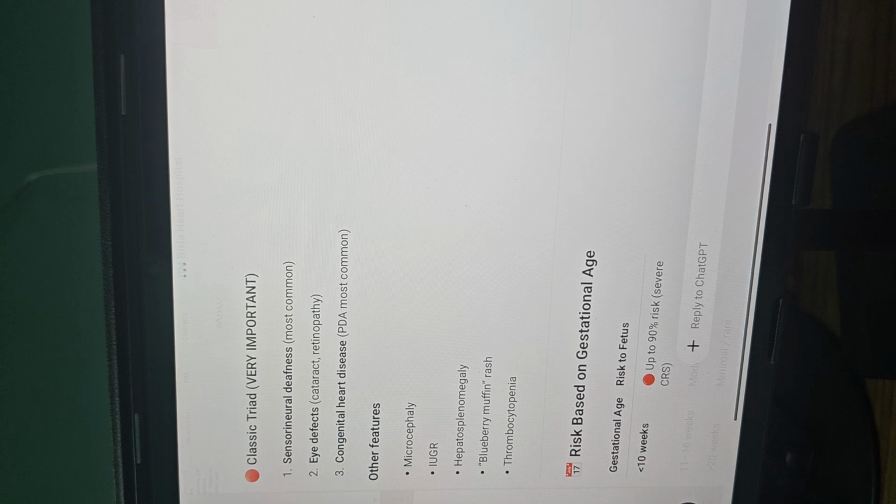So the classical triad that is seen, I am repeating again, it is SEC. SEC means S for sensorineural hearing loss, which is the most common. Eye defects include cataracts and retinopathy, and one of the most common congenital heart diseases, that is PDA, is also seen in this condition. Other features include microcephaly, means small head, IUGR, hepatosplenomegaly, blueberry muffin rash, and thrombocytopenia.